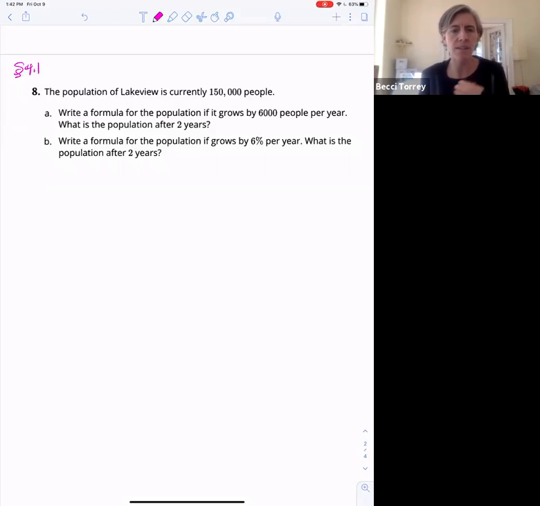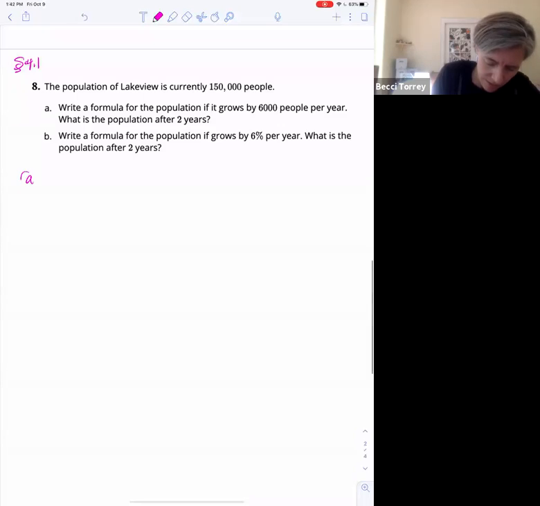And part B asks us to write a formula for the population if it grows by 6% per year, and what is the population after 2 years. And so these two problems are, one is linear growth, 6,000 people per year, and one is exponential growth, 6% every year. So for part A, this is linear growth.